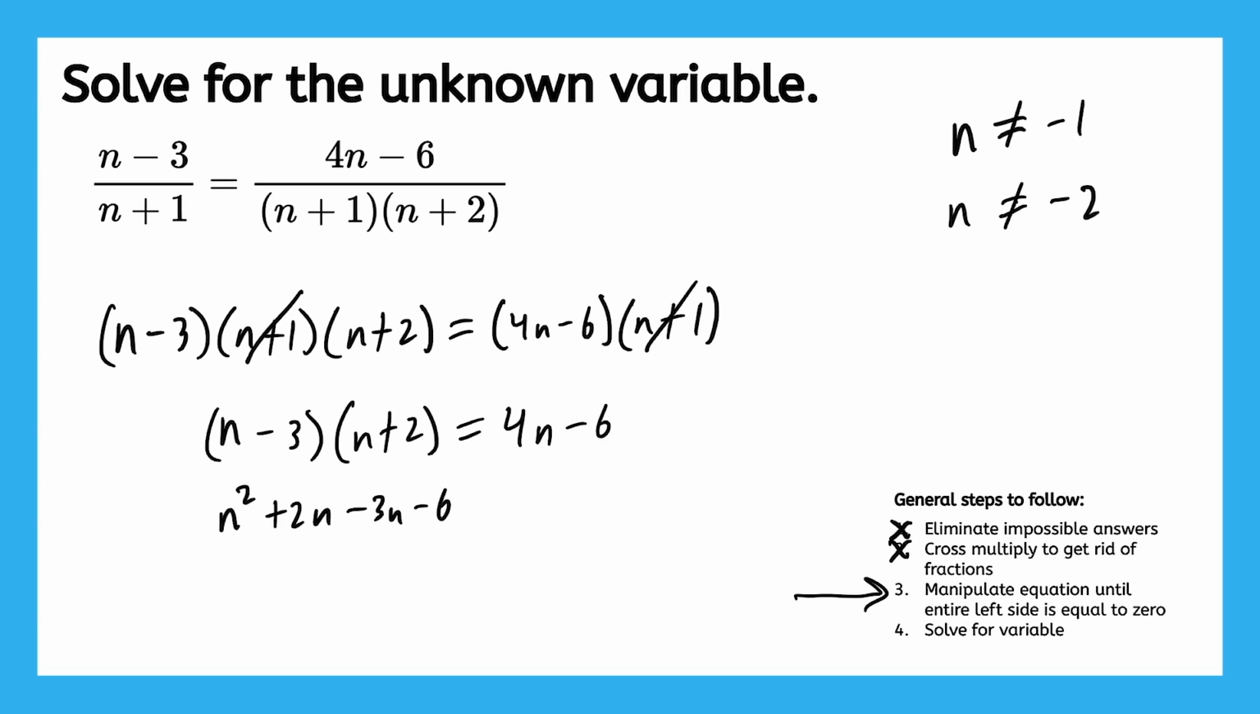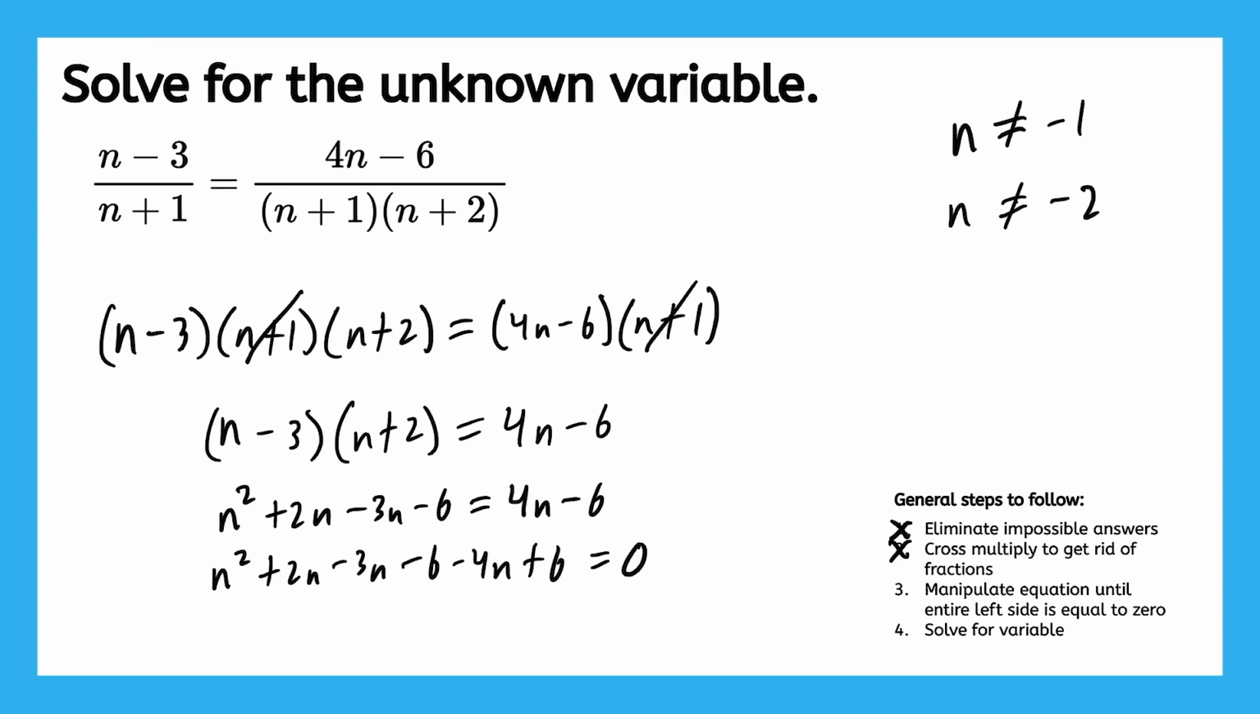So here on the left, we have n times n is n squared. And then we have n times 2 is 2n. And then negative 3 times n is negative 3n. And then negative 3 times 2 is negative 6. All equals 4n minus 6. So now let's subtract this 4n from both sides and add 6 to both sides.